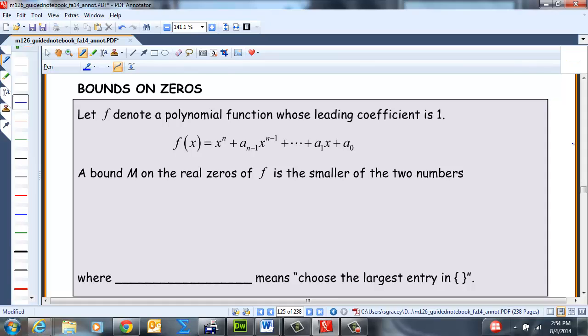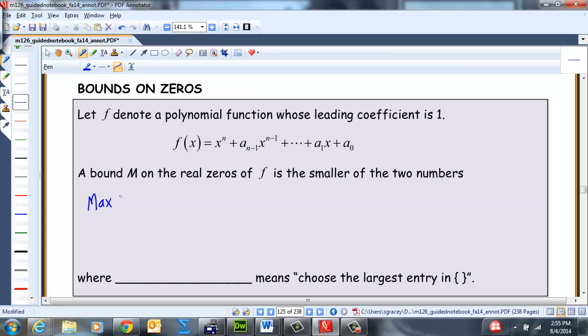So basically, be careful. Your leading coefficient here has to be 1. All right. So you may have to factor out a number. If you had 5x squared or something as your leading term, you'd have to factor out the 5. All right. But this gives us a bound on the real zeros. So, ready? It's the maximum of, so it'll be the smaller of these two expressions, which look kind of mean.